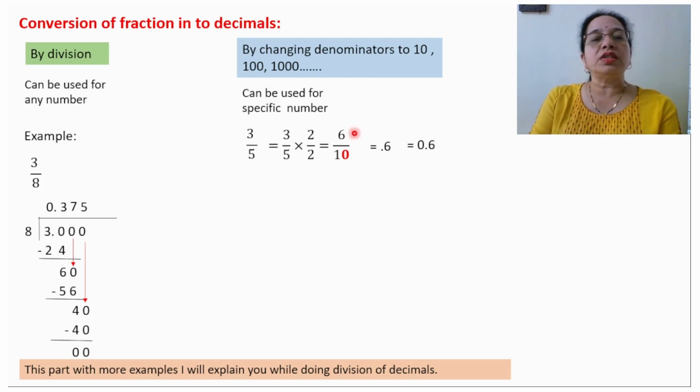Let us go for the second method. So 3 upon 5. To make the denominator 10, we can multiply by 2 upon 2. So you will get 6 by 10. And now you know how to convert this into decimal. 1 zero is there. So leave 1 digit and put the decimal. Now here you can see that there is no whole part. So while writing the answer, we will write 0.6.